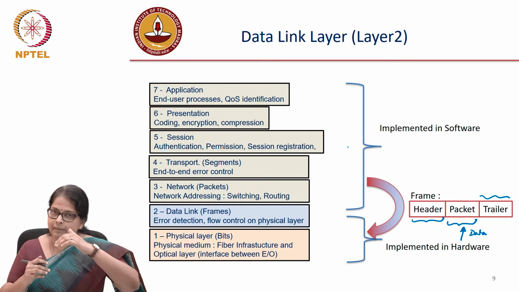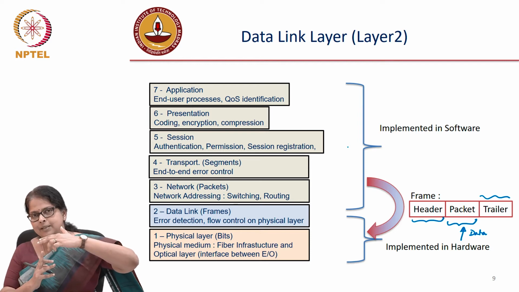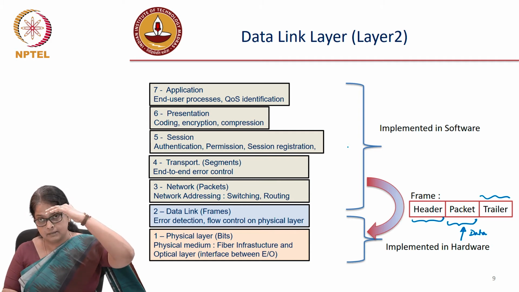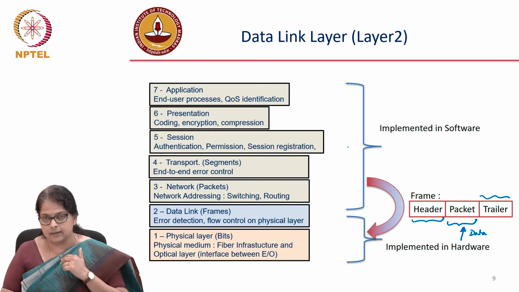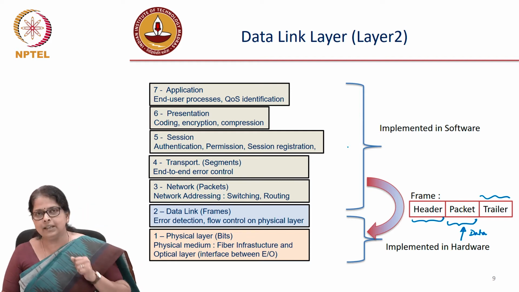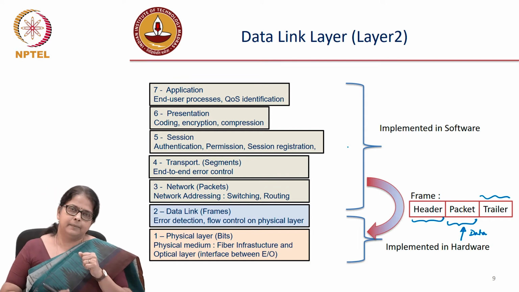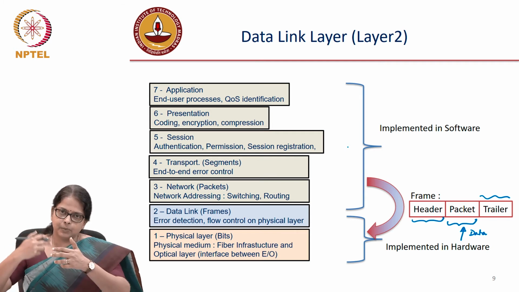So it basically makes sure that there is a seamless way of transferring information from the physical layer to the software layer above, and from the software to the physical layer below. So the data link layer basically enables what the software requires to be transported into the physical layer and back.